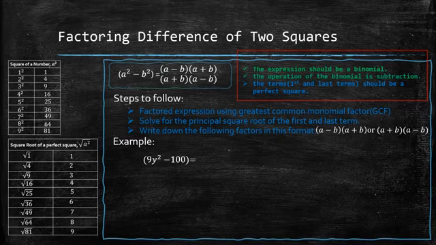Next, write down the terms. The first it should be a perfect square. Is 9y squared perfect square? Yes, di ba? Si 9 is perfect square, si y squared is perfect square. How about 100? Yes, 100 is perfect square. So check ta diha. Let's go now to the steps. Step 1. Factor the expression using greatest common monomial factor.